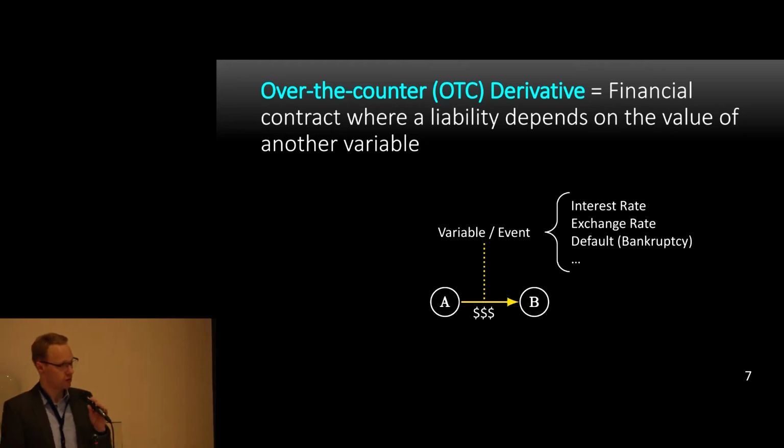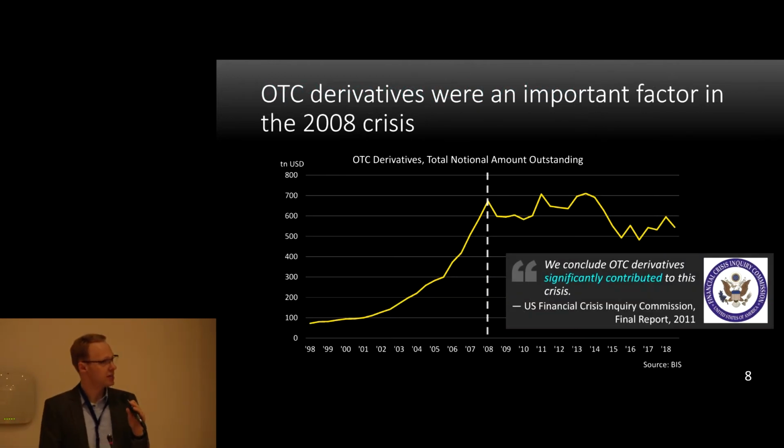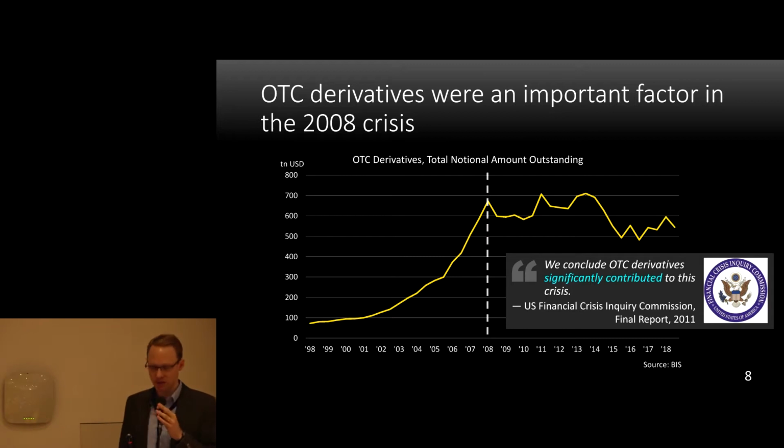Or other things. In the years leading up to the crisis, the amount of OTC derivatives has increased very greatly. And actually the US Financial Crisis Inquiry Commission stated that OTC derivatives significantly contributed to this crisis.